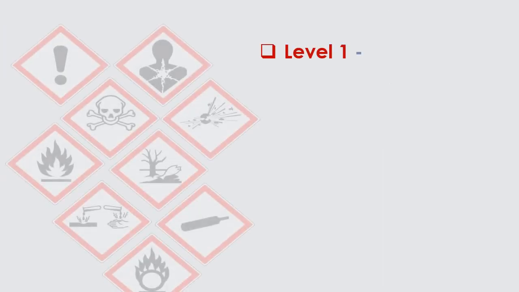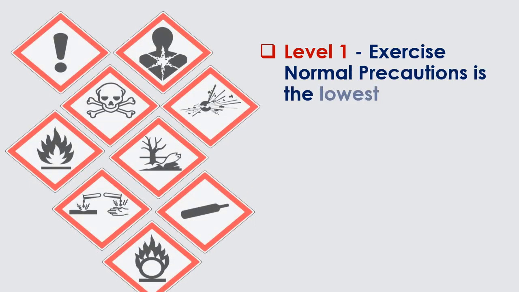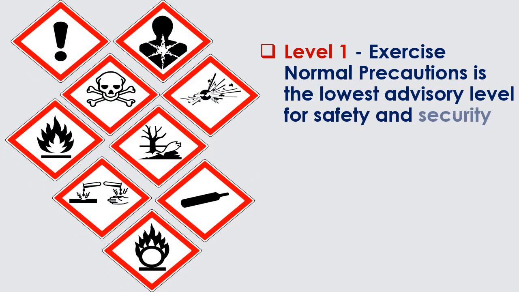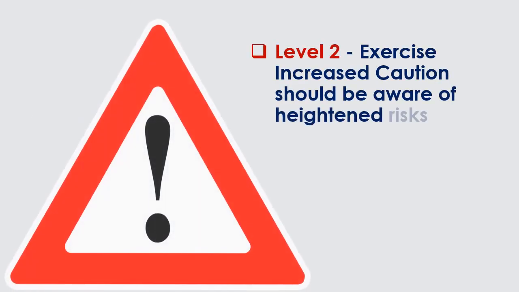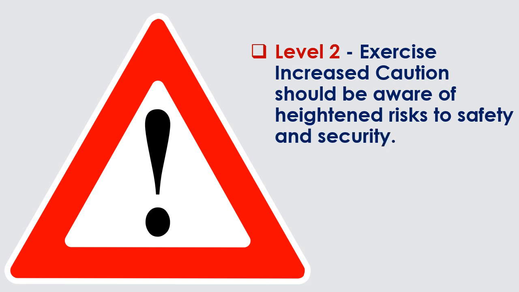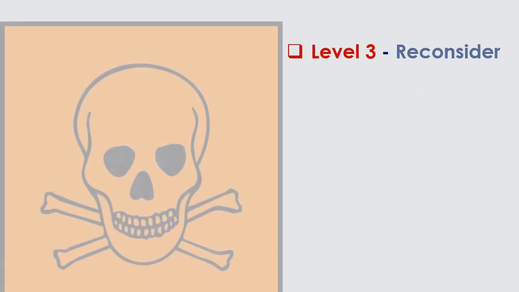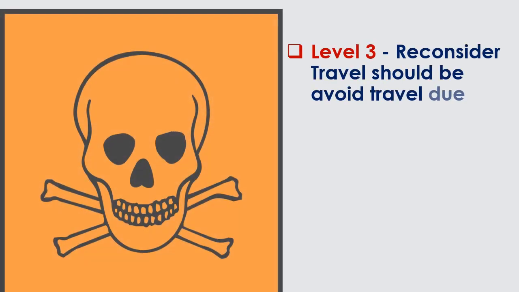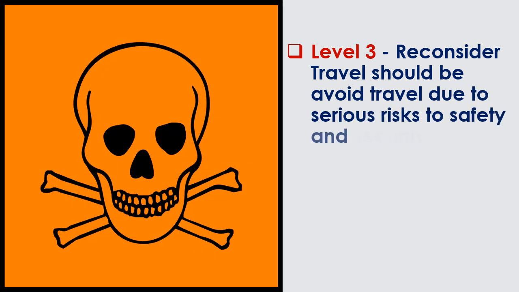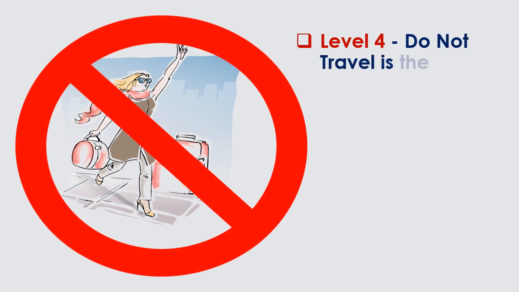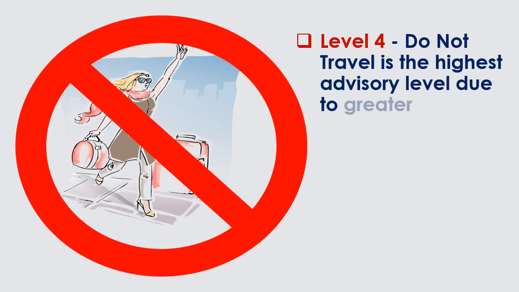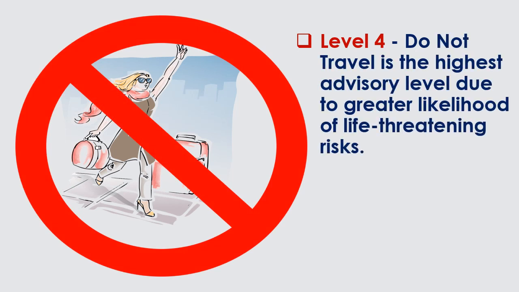Level 1, exercise normal precautions, is the lowest advisory level for safety and security risk. Level 2, exercise increased caution, means you should be aware of heightened risks to safety and security. Level 3, reconsider travel, means you should avoid travel due to serious risks to safety and security. Level 4, do not travel, is the highest advisory level due to greater likelihood of life-threatening risks.